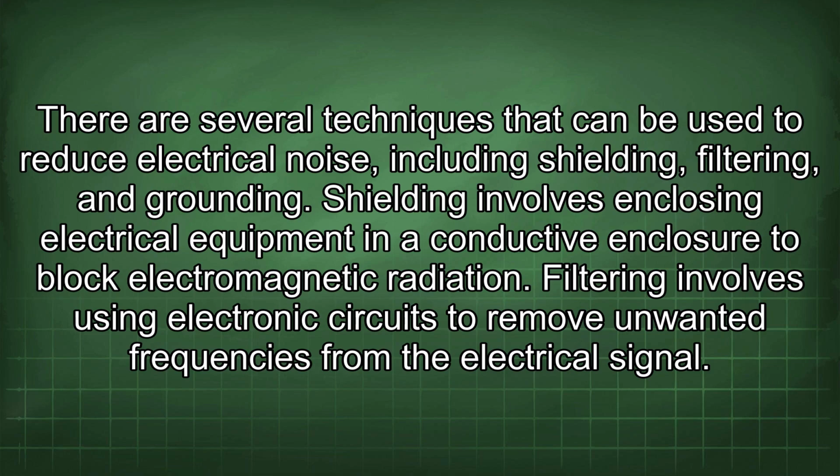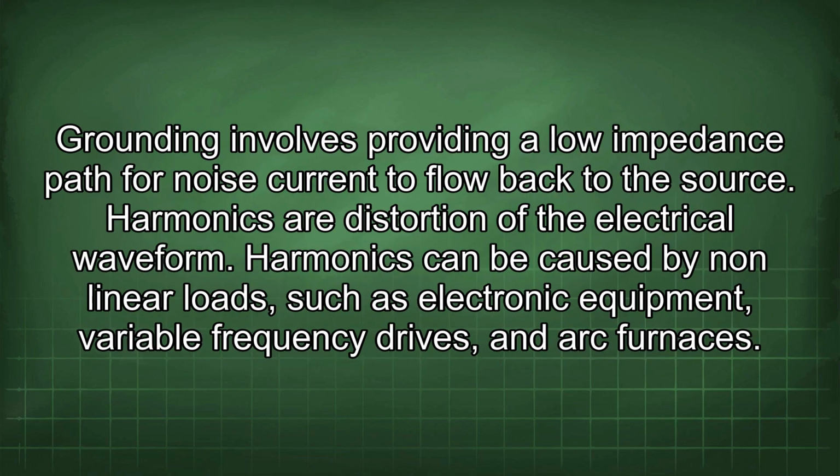Shielding involves enclosing electrical equipment in a conductive enclosure to block electromagnetic radiation. Filtering involves using electronic circuits to remove unwanted frequencies from the electrical signal. Grounding involves providing a low impedance path for noise current to flow back to the source.